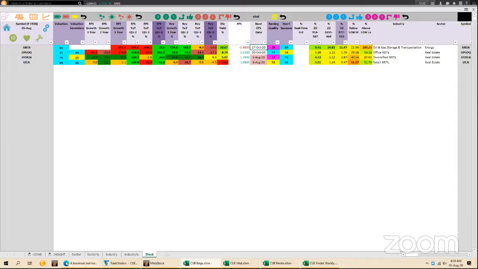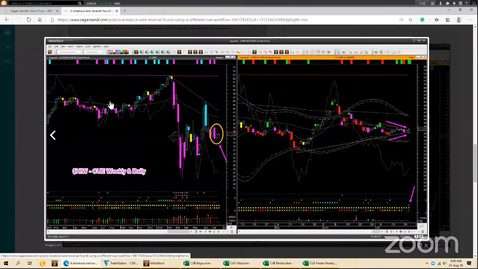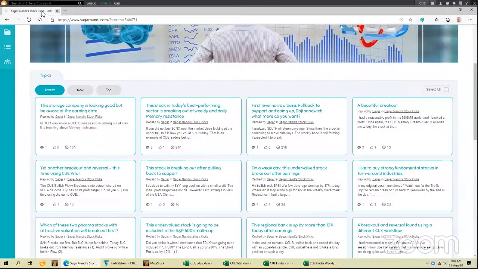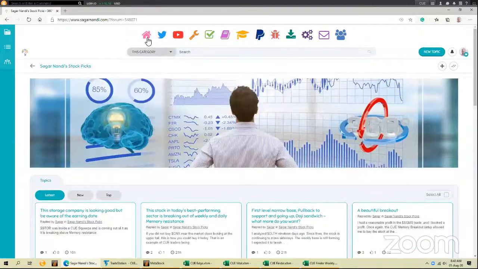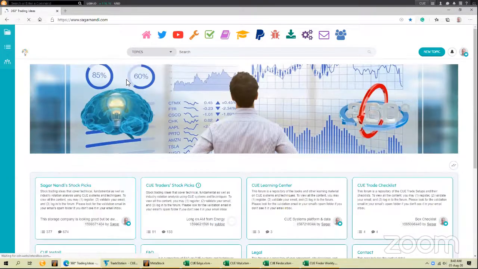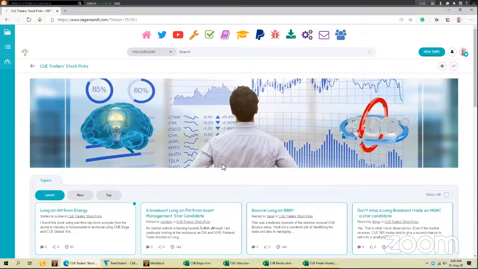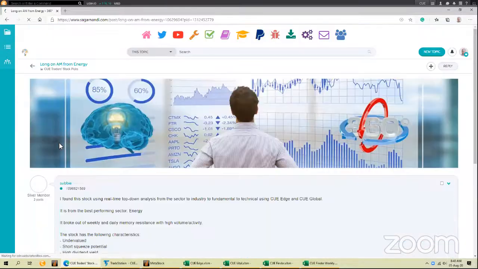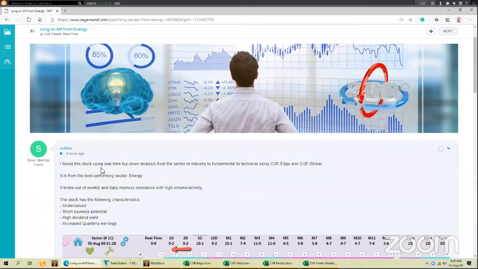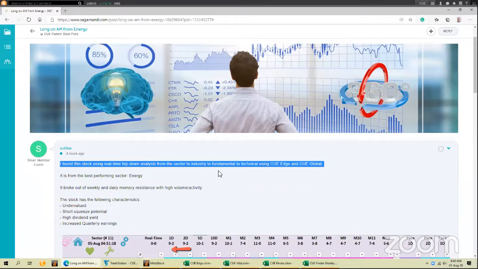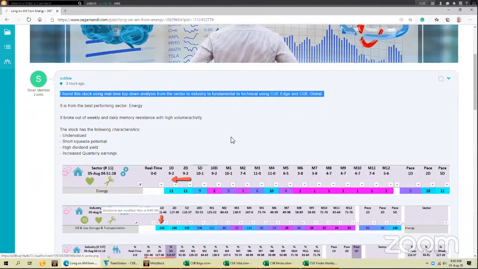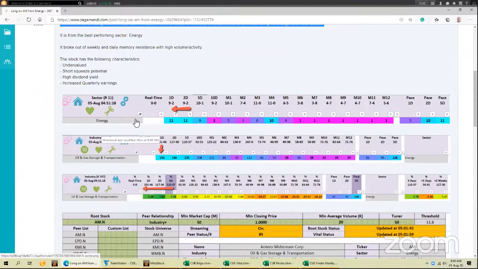And I noticed Wadi from Germany, who is in the forum, he shared it. Let's look at his post. Probably he followed the same steps that I showed, but it could be found in other ways also. He shared this long on AM. Okay, yes, he found it using the same real-time top-down analysis. Very good job. That is an easy way. I think probably the easiest top-down analysis using visual cues and real-time data. Very good job, Wadi.